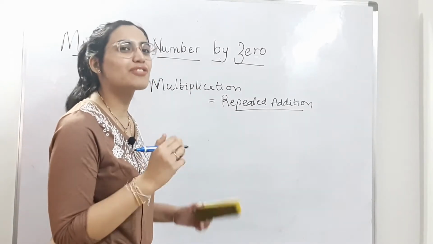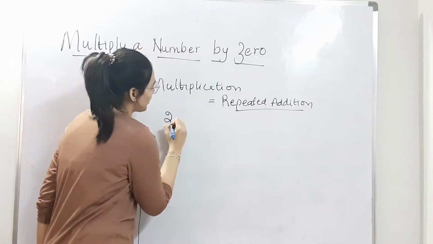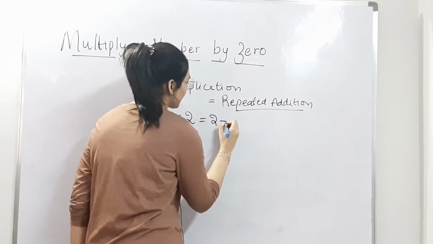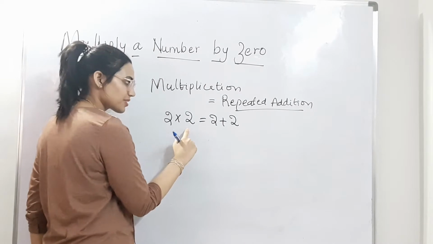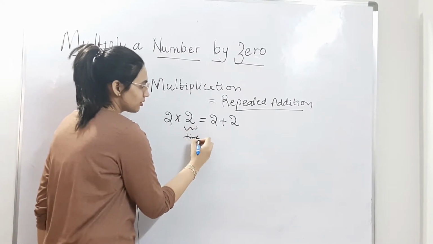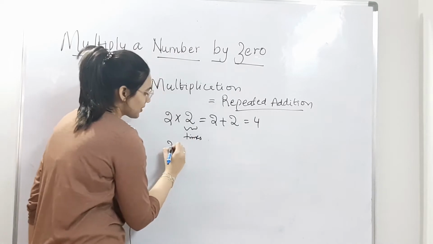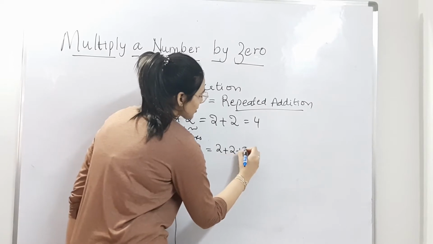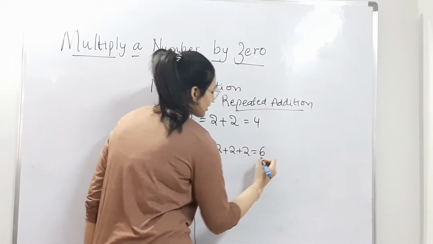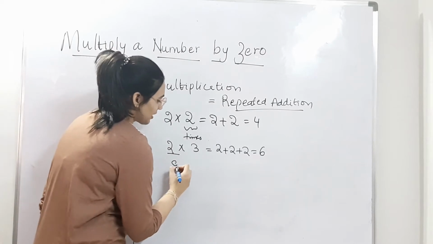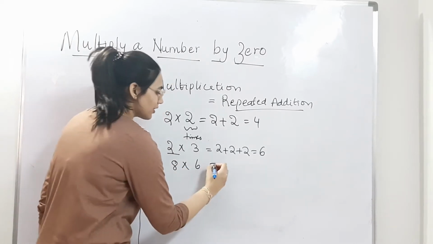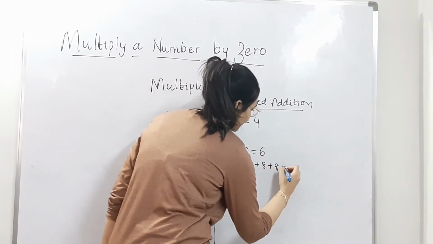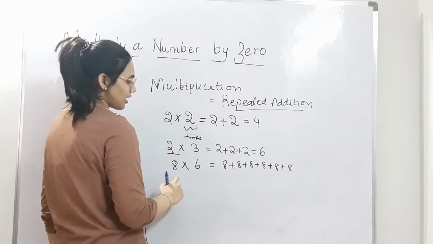Before that, let's see what happens if we multiply two numbers. For example, I will write 2 into 2. How do I write this? This is nothing but, can I say that we are adding 2 two times? Right? So the answer is 4. What happens if I multiply 2 into 3? That means we are adding 2 three times. So the answer is 6. What happens if we multiply 8 into 6? We are adding 8 six times. Right? So the answer will be 48.